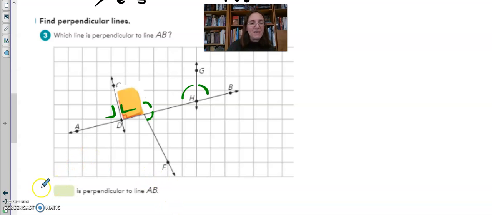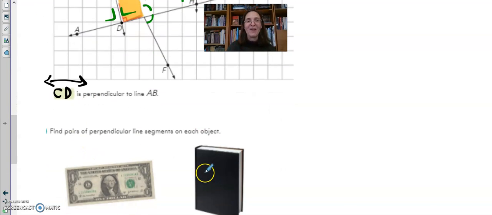Now, line AB, I have line CD here because I'm naming my line with these points, D and C, which is a little hard to see with my model. And you can put line CD or you can even draw a little line with arrows on top of it. That's how you make a name tag for a line.